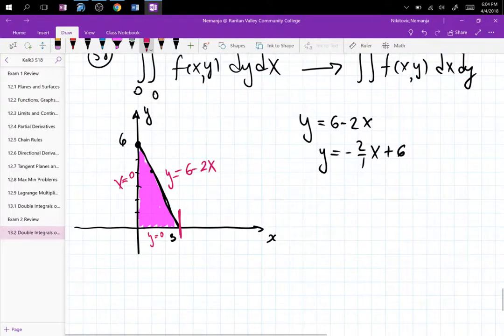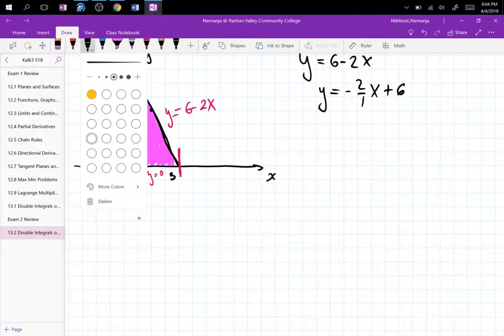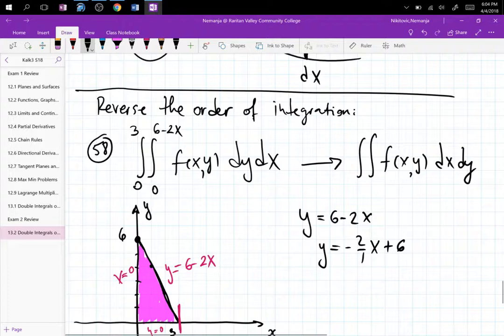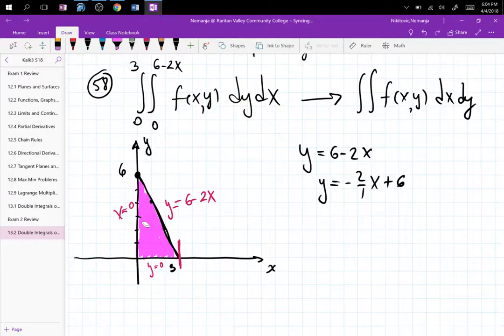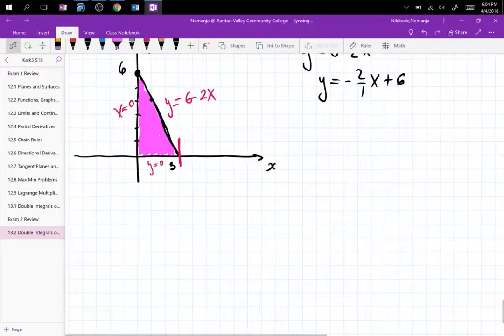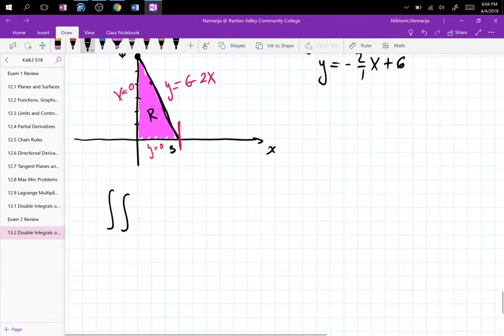So now we are going to look at the picture. We are done with this. We don't need this anymore. That's done. We use it only to come up with a region. Then we use the picture that we have for our region R to come up with our integral. In this case, we need it to be dx dy.